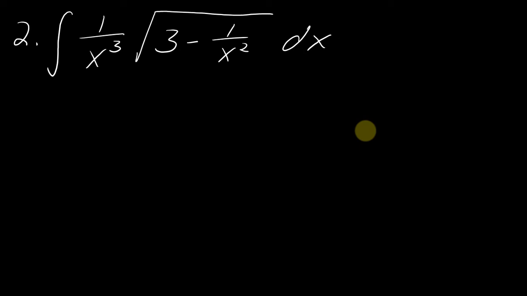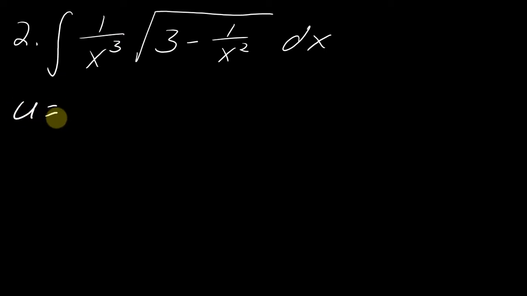Okay, so for number 2, I've got now the indefinite integral of 1 over x cubed times the square root of 3 minus x squared. So this one does not have some nice antiderivative formula for it. We're going to have to use substitution here. So for this one, let's see.